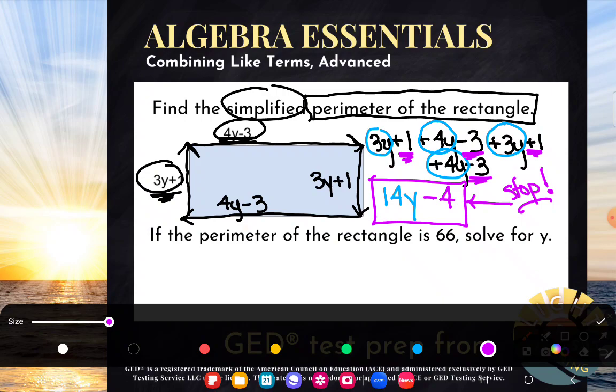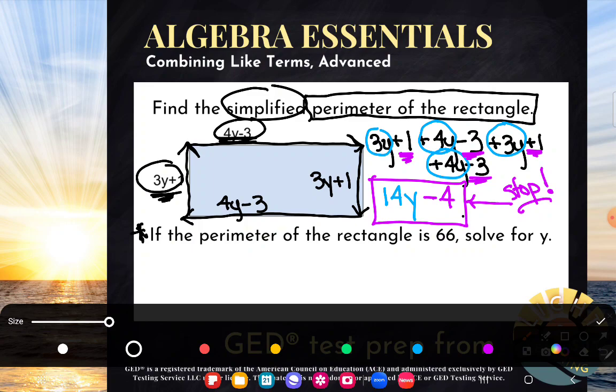Now let's look at the second part of this problem. This part I would definitely not expect to see on the GED, but it is a great stretching of writing equations and solving equations, kind of reviewing those concepts. So let's go ahead and take a look. If the perimeter of the rectangle is 66, solve for y.